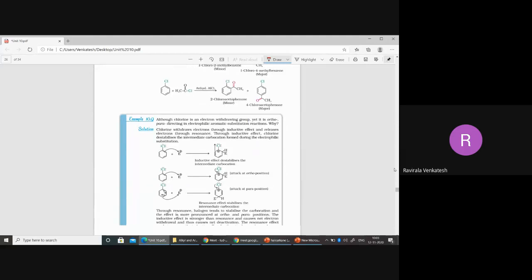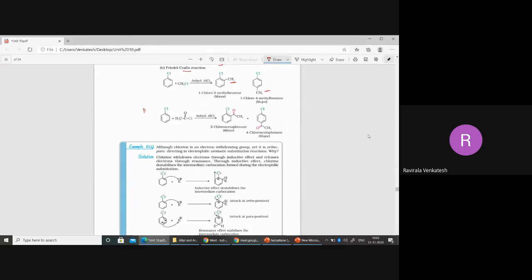And finally, what happened? Acylation. This is acylation, isn't it? Now here the electrophile will be what? CH3, C double bond O. This part will be the electrophile. It attacks on which position? Again, ortho position and para position. This is called what? We have to give numbering from here: 1, 2, 3, 4, because this has more priority. So, 4-chloroacetophenone. Sorry, 2-chloroacetophenone. Isn't it?